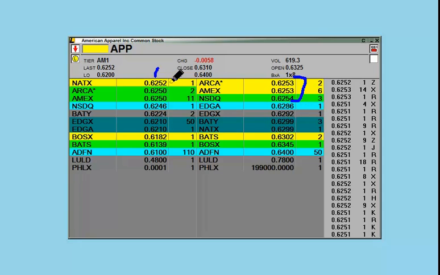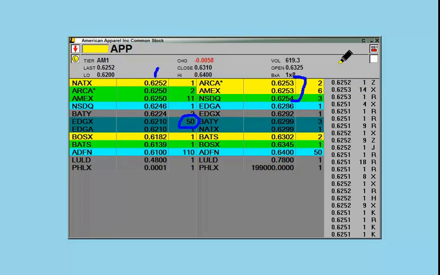Progress over here on the bid. Now you have somebody that's willing to pay 62.52. You can see how many shares they want. So this person wants 100 shares right here. This person wants 1,100 shares. Right here, 5,000 shares they'd want down at 0.621.